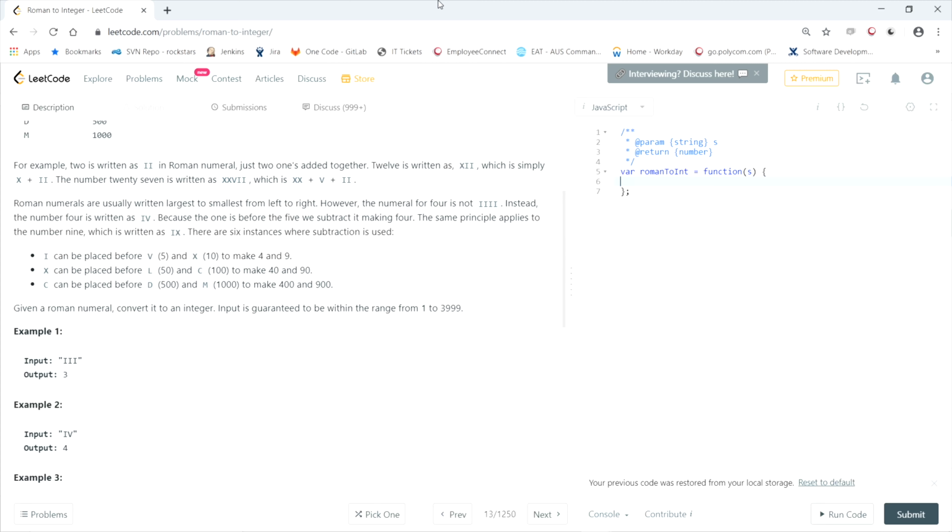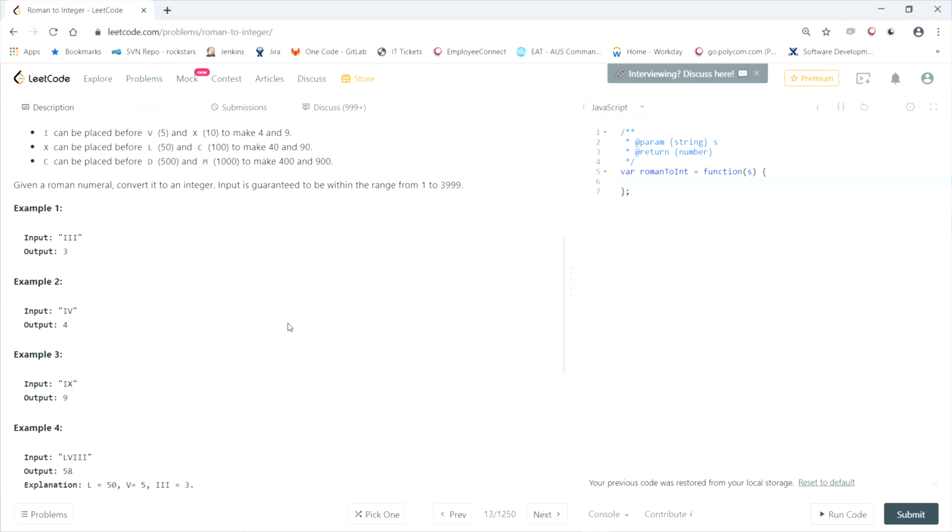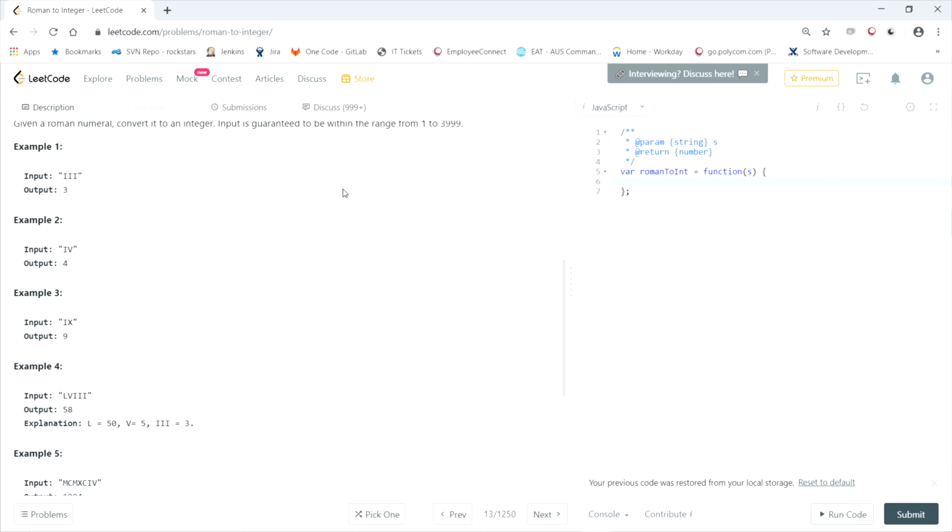I can be placed before V and before X, which would make 4 and 9. X can be placed before L and C, which would make 40 and 90. And C can be placed before D and M, which would make 400 and 900. Given a Roman numeral, convert it to an integer. Input is guaranteed to be within the range from 1 to 3,999.